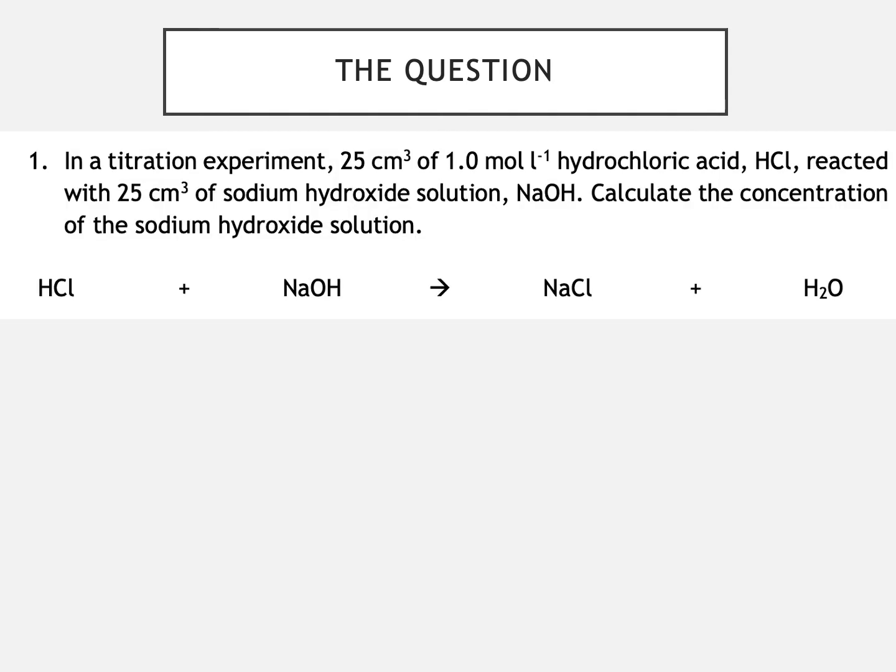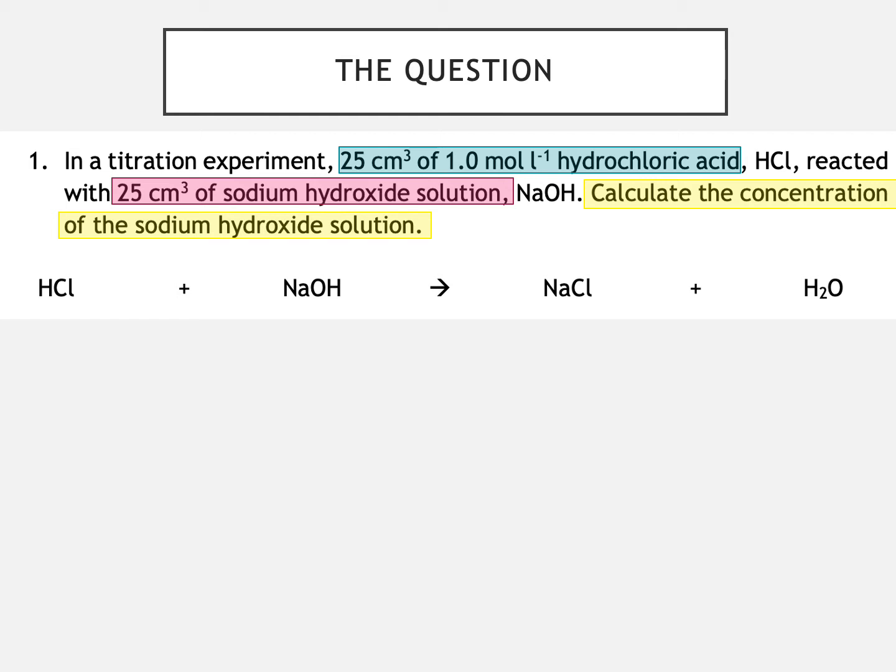So what we're going to do, usually I always tell you to bring in some highlighters into the exam so you can highlight the key parts of the question and know really where you're going to go with this. So the key points here is you've got 25 centimetres cubed of hydrochloric acid, which is 1 mole per litre, and you also have 25 centimetres cubed of sodium hydroxide solution. And what are we being asked for here? We're being asked to calculate the concentration of your sodium hydroxide solution.